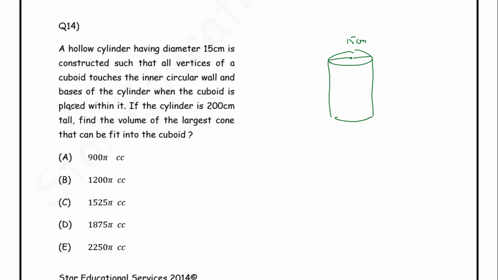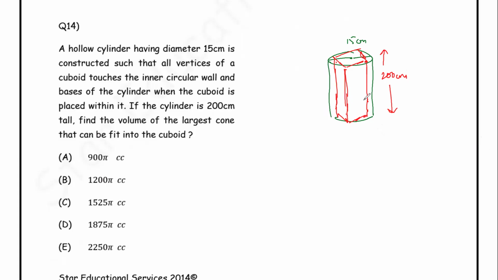So cuboid, I'll take it as a red color. So consider this cuboid where it touches the inner circular walls and everything. If the cylinder is 200 centimeters tall, so this is 200 centimeters tall, and so is the cuboid inside it. Find the volume of the largest cone that can be fit into the cuboid.